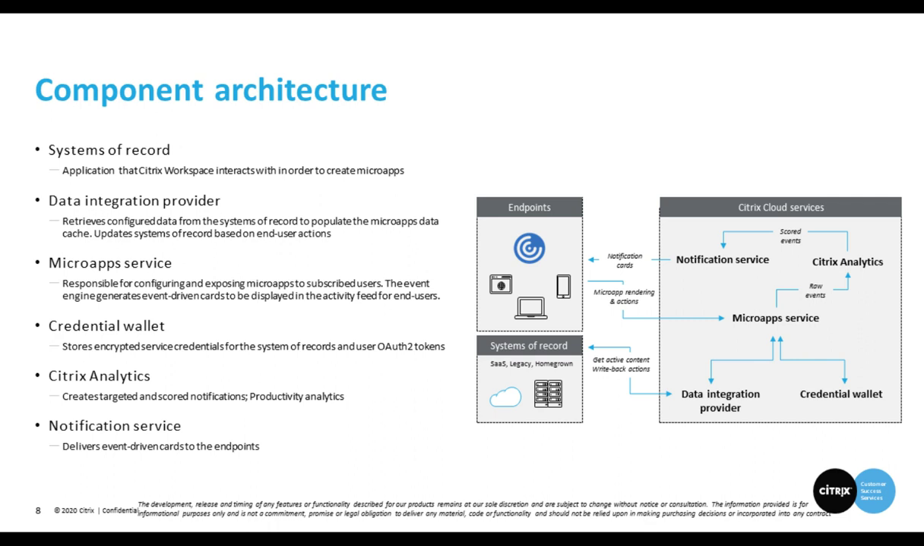Next, you'll have your data integration provider, and this is effectively the service that is going to talk to the system of record. You'll hear it also referred to as a DIP, just its acronym. We'll also just call it a data integration provider interchangeably. This particular service is going to retrieve the configured data from the system of record, and it populates the Microapp data cache files. It's also going to update the system of record based upon what happens with the end user. So when the end user creates an action, it will make sure that that record change is sitting in the system of record the way it's supposed to be.